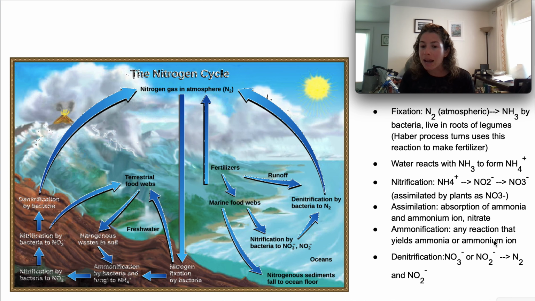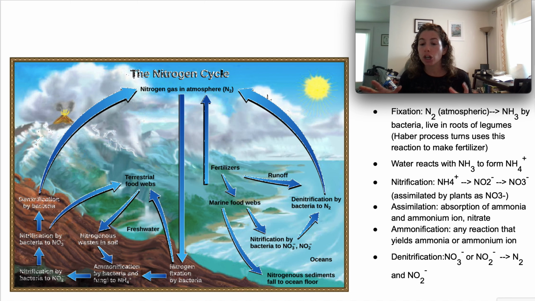Assimilation is when ammonium or an ammonium ion, or those nitrates, are absorbed by plants or absorbed by any organism that needs it. And ammonification is any reaction that yields ammonia or an ammonium ion. So technically, fixation is an ammonification reaction. And when a plant takes that up, it's called assimilation.